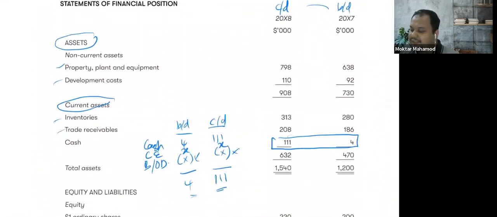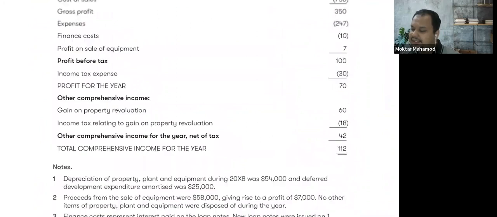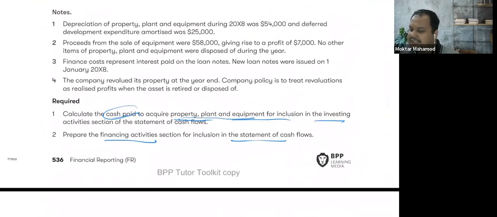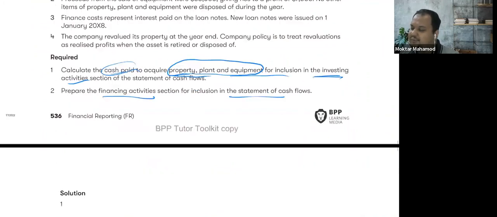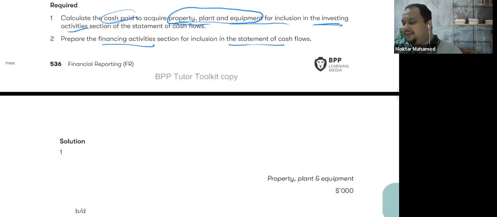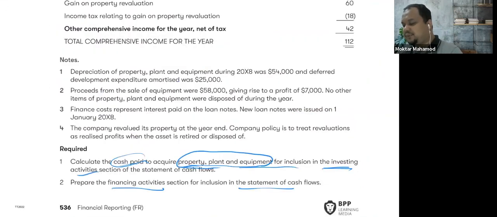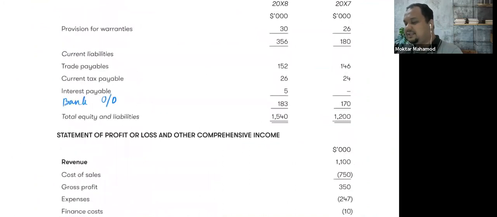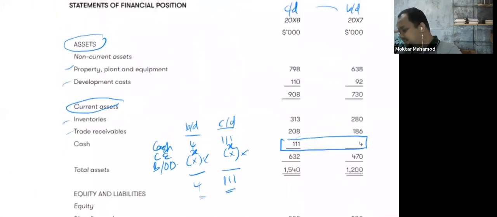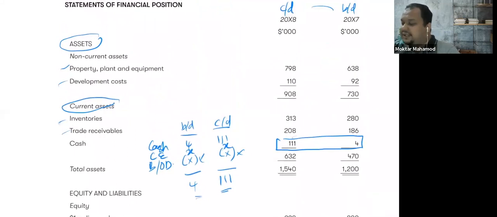Okay, now we focus on the requirement. They only want cash paid to acquire PPE for inclusion in the investing activity. So that means just do the PPE working. Alright, so I can flip up and down, I do not need to use a different page. PPE brought down 638, carried down 7798.